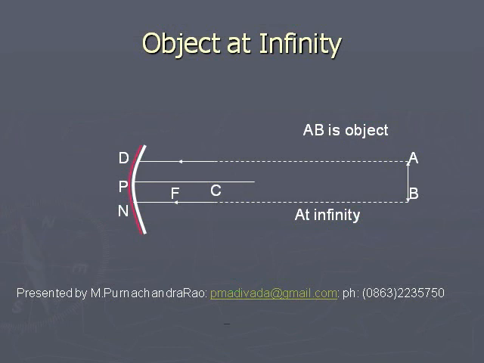One is from A, the other one is from B. These two rays passing parallel to the principal axis are incident on the mirror at D and N. After reflection, these two rays meet the principal axis at the same point, that is F, focus. This is the point where the image will be formed. The image of the entire object will be formed at this point. So it is a point size image.